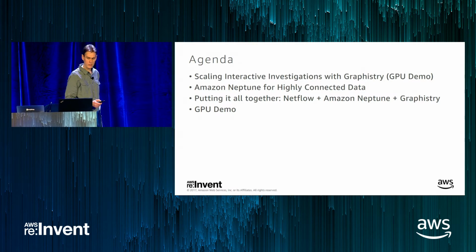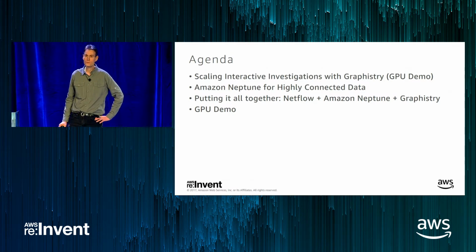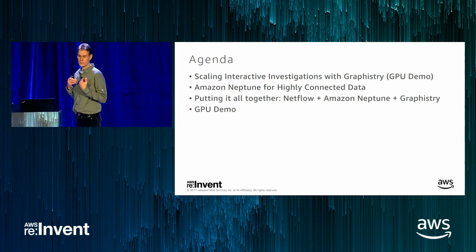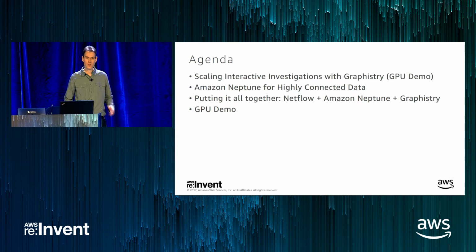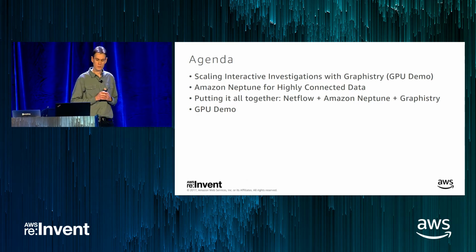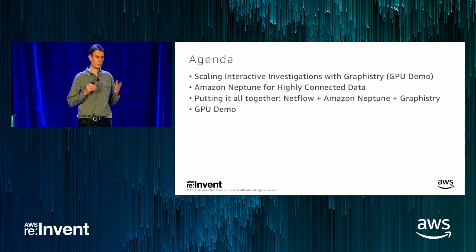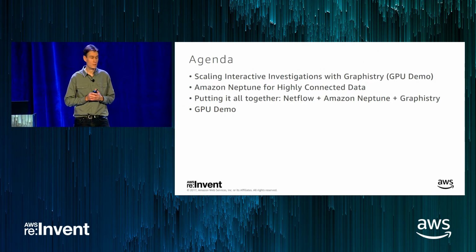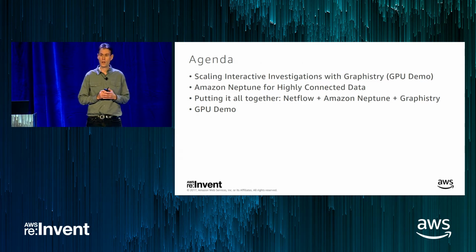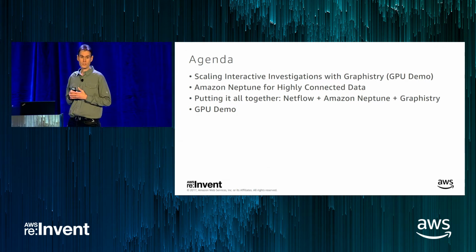First, we're going to talk about how you can do visualizations for interactive investigations. In particular, we're going to do some demos with the GPU. We're going to talk about Amazon Neptune, which is the newest fully managed database service designed for graphs that was announced yesterday, and this is a service that I work on. We're going to talk about how you can put it all together, and we're going to show a demo.